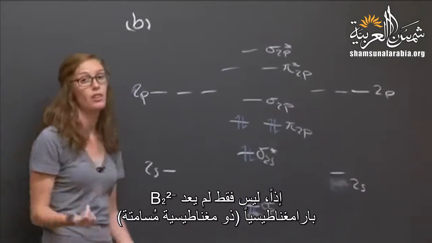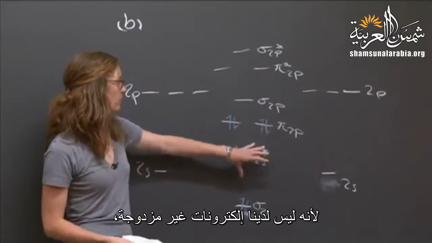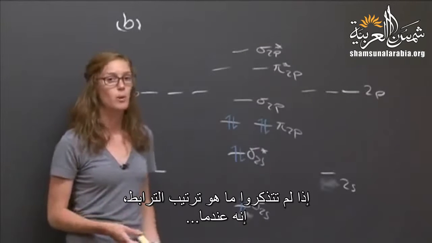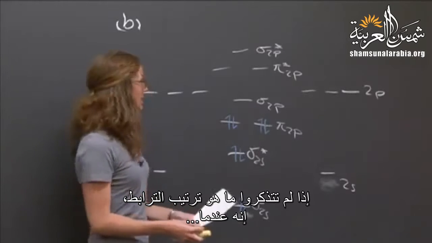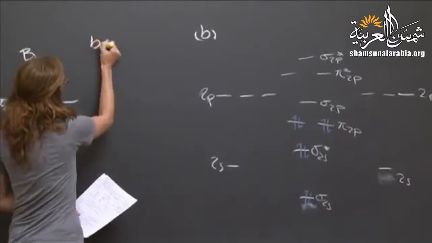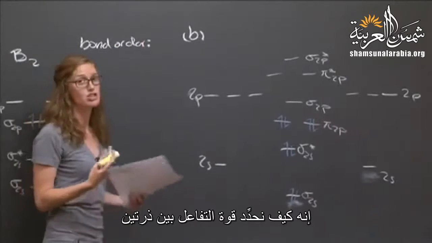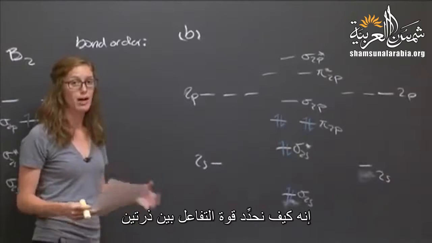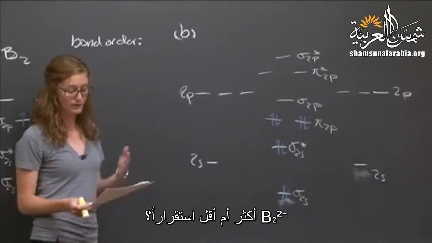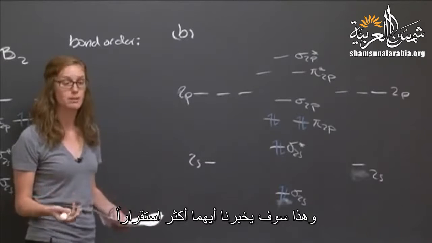So not only is the boron 2- no longer paramagnetic because we don't have unpaired electrons, but we also have a difference in the bond order. So if you don't remember what bond order is, I'll just put it here. It's how we determine the strength of the interaction between the 2 atoms. And because he's asking, is the boron 2- more or less stable, we want to figure out the strength of the interaction, and that will tell us which is more stable.